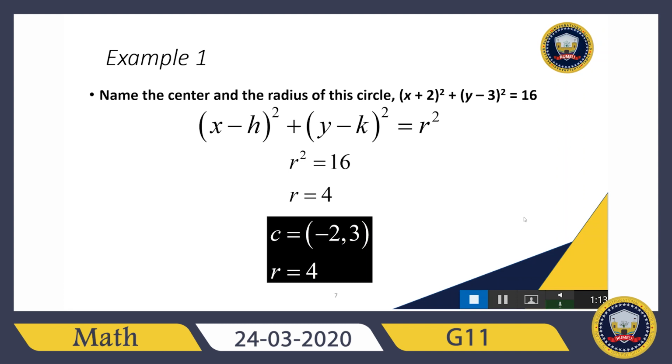We also spoke about some examples like this one. We have r squared equals 16, so basically r equals 4. x plus 2, which is x minus h, so h is minus 2. y minus 3 is y minus k, so k in this case is 3. So we have this equation, so the center would be (minus 2, 3), and r equals 4, which is the radius of this circle.